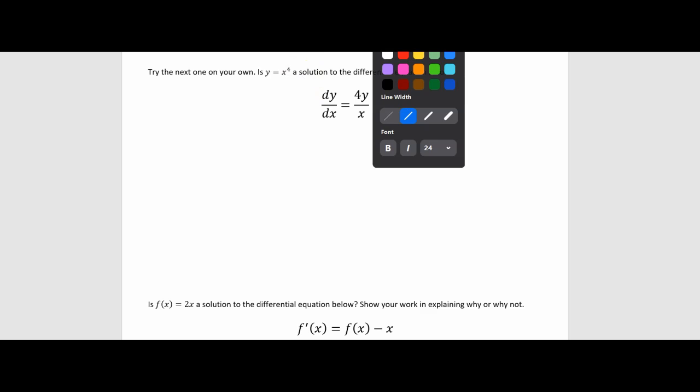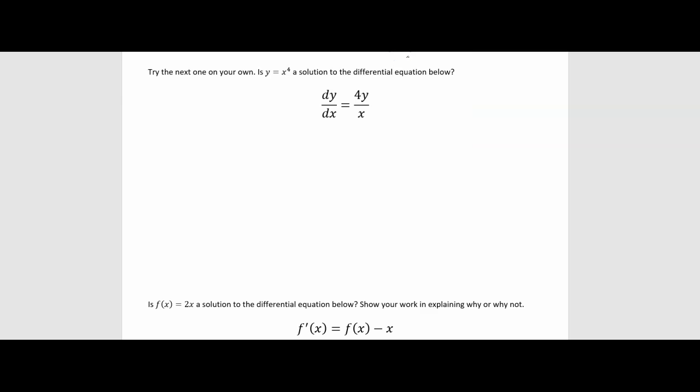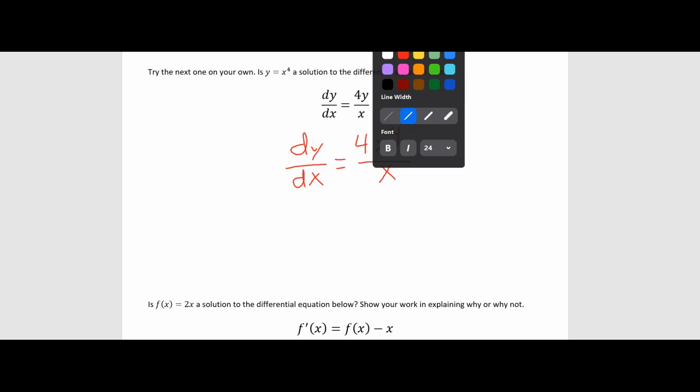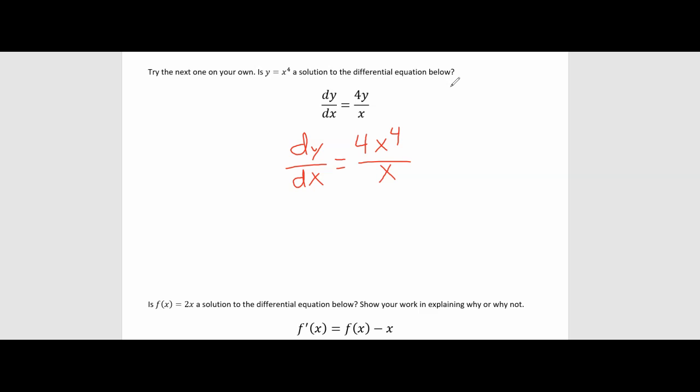Okay, so same thing. I'm going to rewrite my differential equation in terms of x's. So instead of 4 times y, I'm going to get 4 times x to the 4th all over x. And you could simplify now, or you could replace the dy dx now. I'm just going to replace the dy dx now, and then we'll simplify afterwards. So y is equal to x to the 4th.